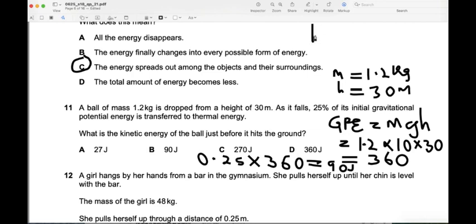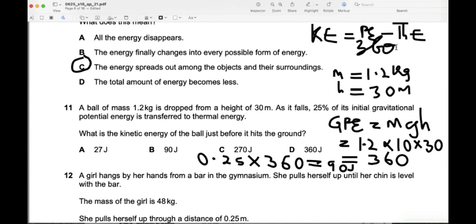So the KE, kinetic energy, will be the gravitational potential energy minus the thermal energy that we lost. I can just write potential energy, but it really means gravitational potential energy, minus the thermal energy. So that will give us 360 minus 90.